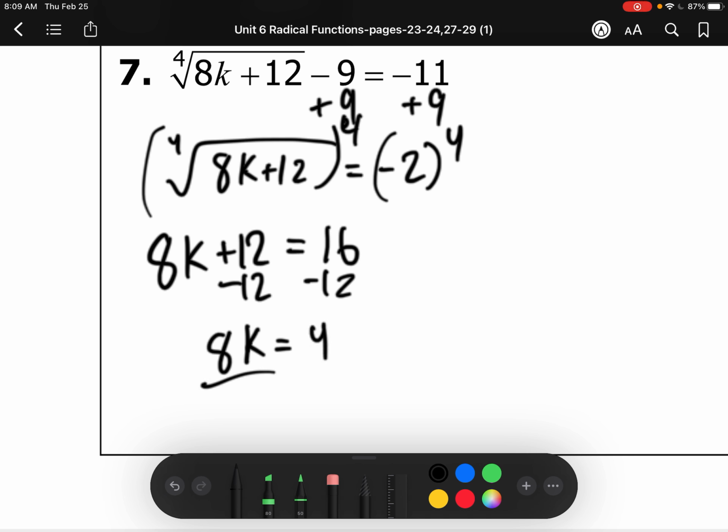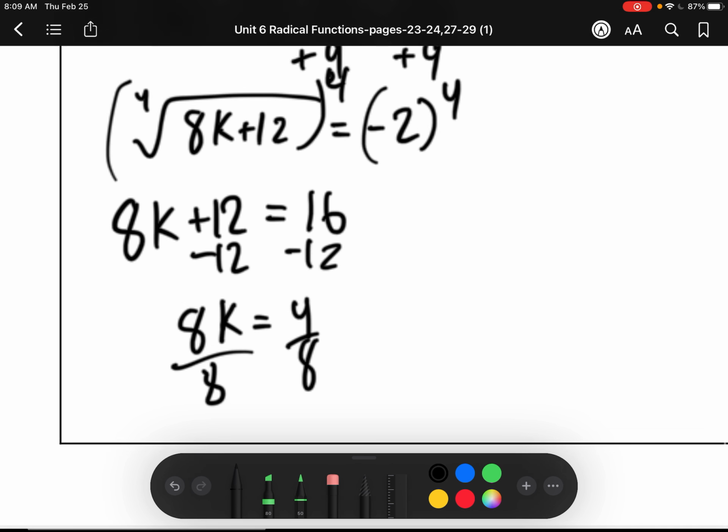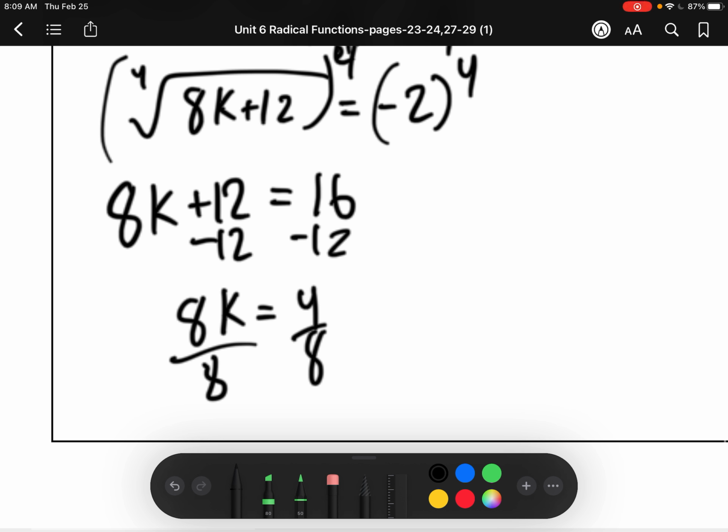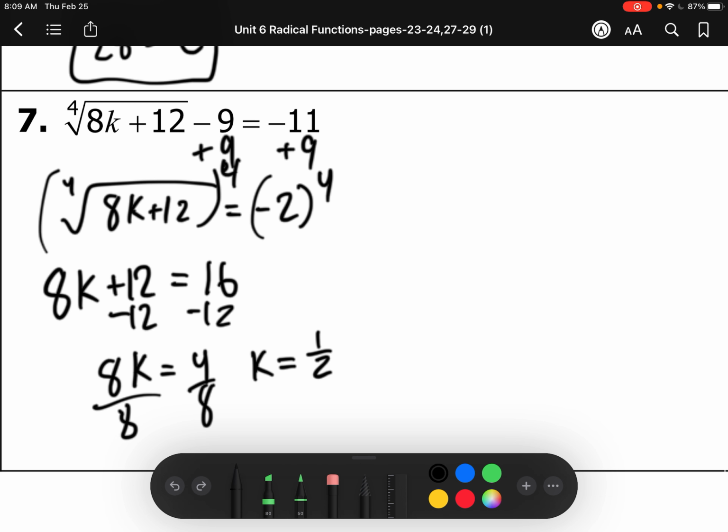Divide both sides by 8. And 4 divided by 8 is 1/2, right? So k is equal to 1/2. So we're going to go ahead and check for extraneous solutions, to make sure that this is the correct solution.